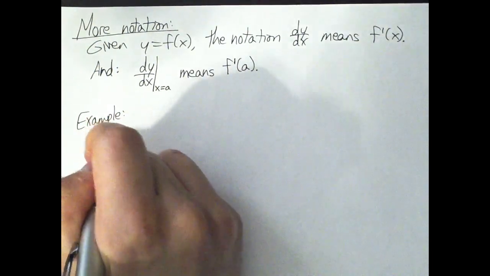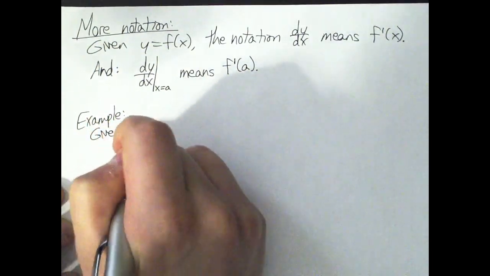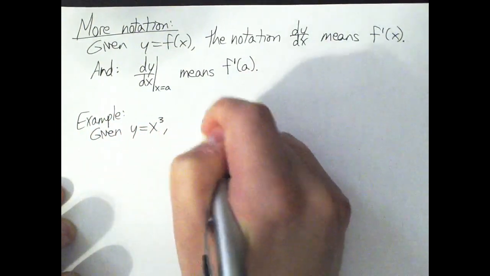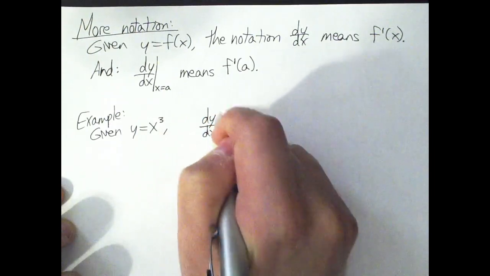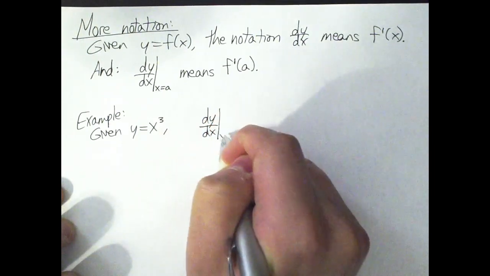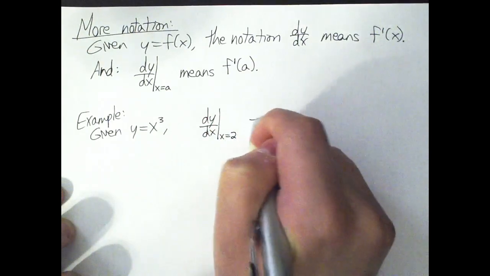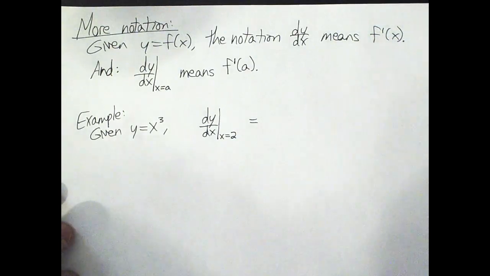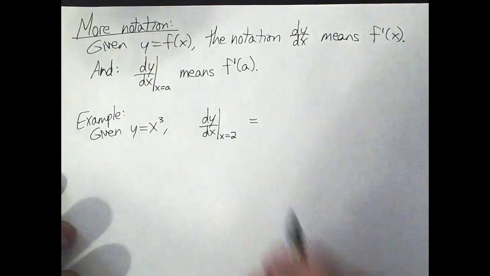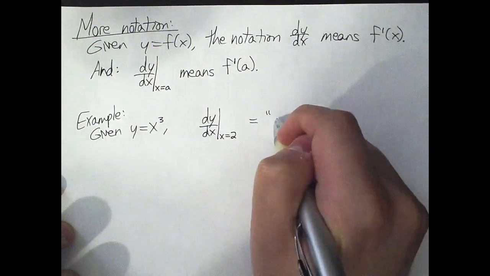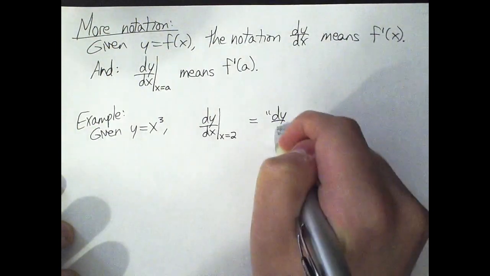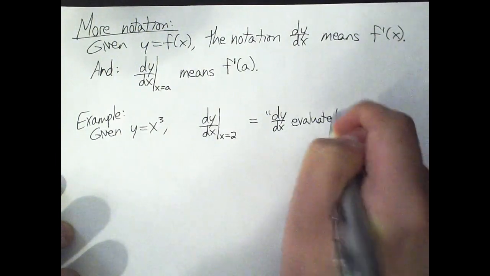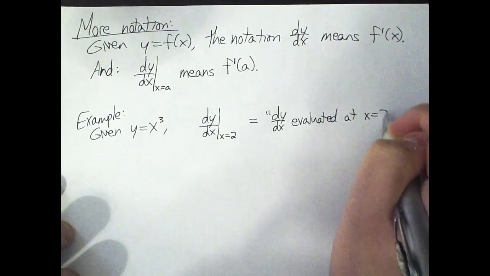Let's say we're given y equals x cubed. Okay? The notation dy dx vertical bar x equals 2. Let's talk about what that means and what that equals. It means, I'm going to use some quotation marks here, it means, quotation marks, dy dx evaluated at x equals 2.